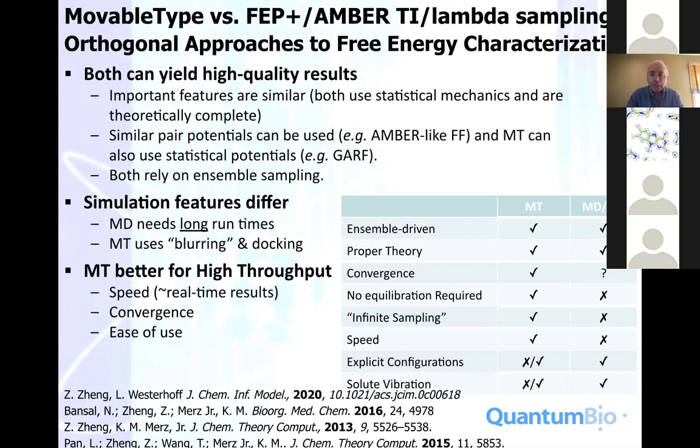How things differ, again, is that molecular dynamics requires long simulation runtimes. They can be on the order of days or potentially even weeks. MT, of course, uses this blurring method that I'll talk about in a second, combined with docking in order to allow you to sample in a local versus global regime. And therefore we tend to have better high throughput. So we can do this in an almost real-time basis on a per ligand basis very quickly. We have good convergence therefore. And then finally, it does end up being pretty easy to use.